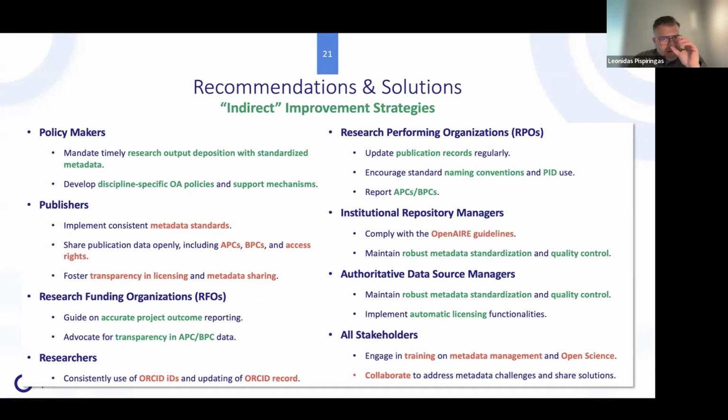This is a slide for recommendations for indirect data quality improvement strategies, apart from the more direct ones that we have already mentioned. I will go through this slide a little bit fast. These are recommendations for policymakers and for publishers, for example, for publishers to implement consistent metadata standards, to share their publication data openly, to input the correct information in the metadata records in Crossref, for example, and for researchers to use their ORCID IDs and update their ORCID records consistently wherever their record is not updated automatically.